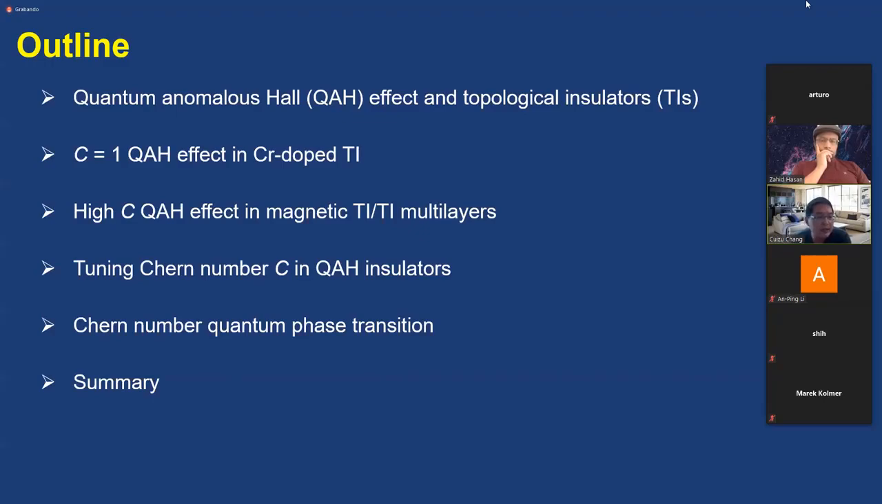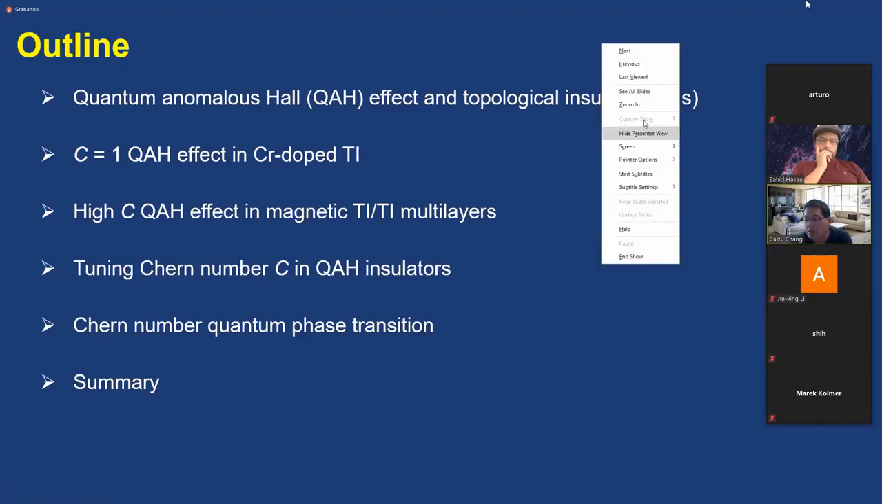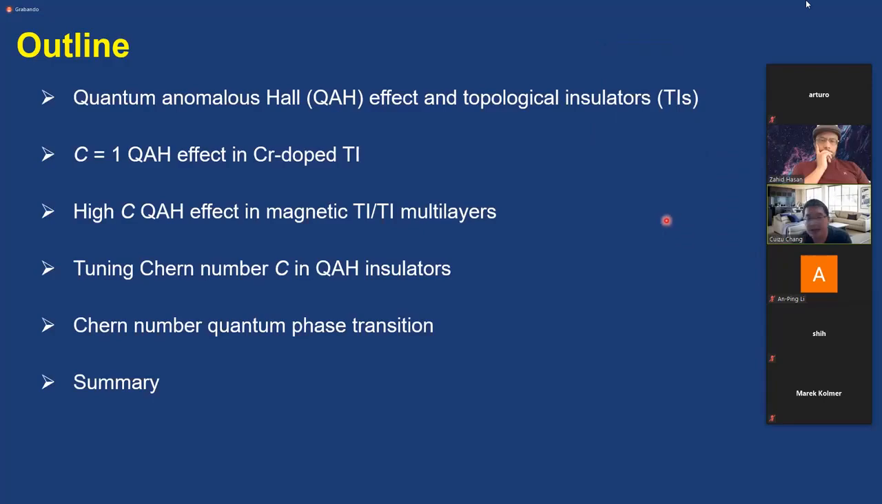And more recently, my group at Penn State fabricated magnetic TI and TI multilayer structures and realized high Chern number quantum anomalous Hall effects. By controlling the chromium doping concentration in the magnetic TI layer or changing the thickness of the middle TI layers, we can tune the Chern numbers in this kind of fixed sample configuration.